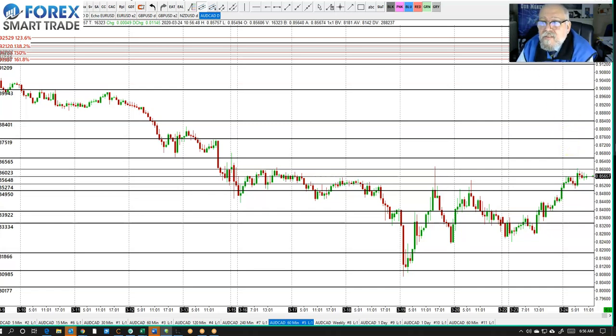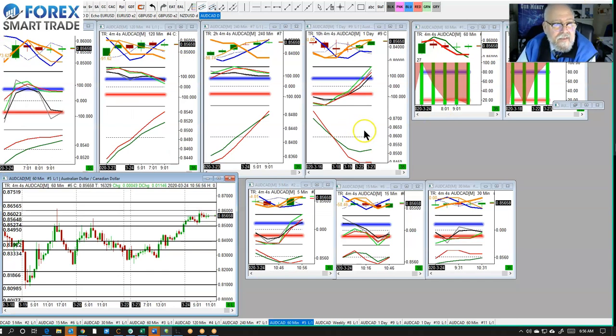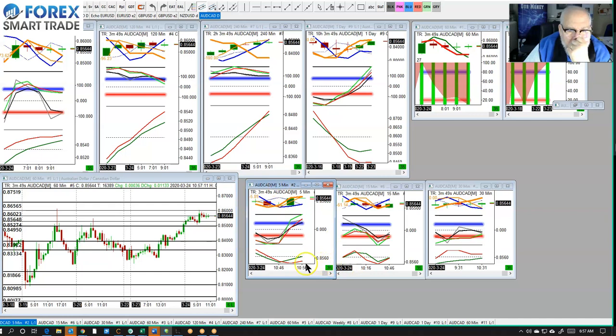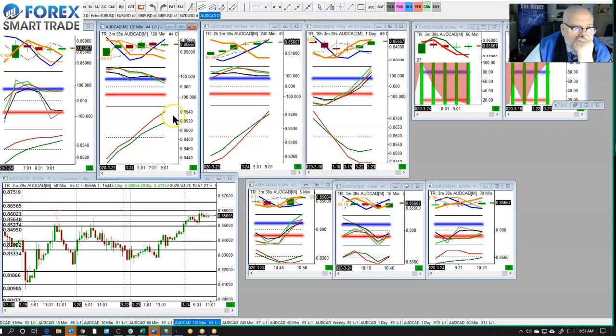And we're sitting right on that spot. Let's see. The 5 minute is up, 15 is up, the 30 is up, the 120 we've got up pressure even though we're overbought. I don't like it enough, so let's pass.